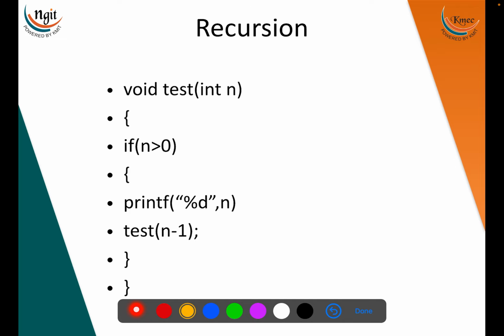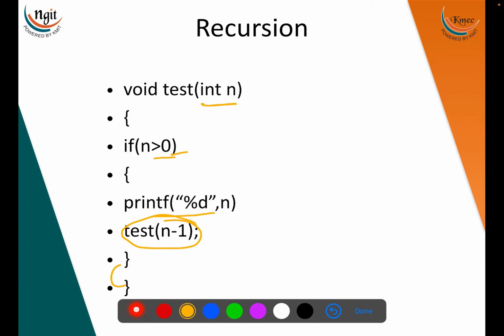So this is one function. The primary job of this function is, it takes an n value. If the n value is greater than 0, it displays the n value and it will call the test of n minus 1 function. Now this is a recursive function. If the n value is equal to or less than 0, it doesn't do anything. It will come out of the if block. This is actually a normal function.